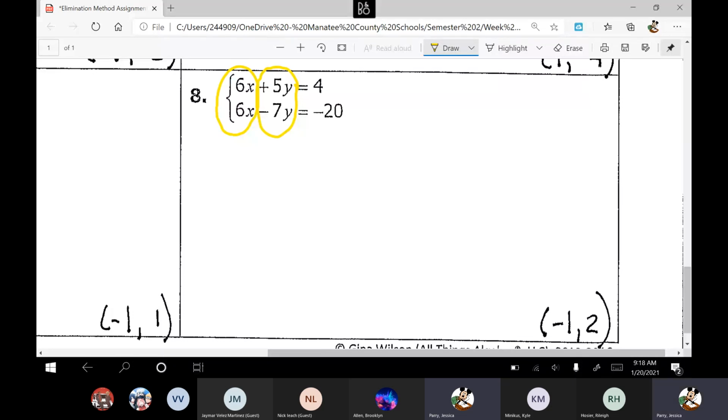Let's see. So the people that said yes, there's opposites. You guys said the y variables are opposites. So if we're looking at our y variables, that is this one that's circled here, we have a positive 5y and a negative 7y. The signs, positive, negative, those are opposites, but look at your numbers. Since our numbers are different, it's a 5 and a 7, technically those are not opposites. It has to be the same number and different sign to be opposites.